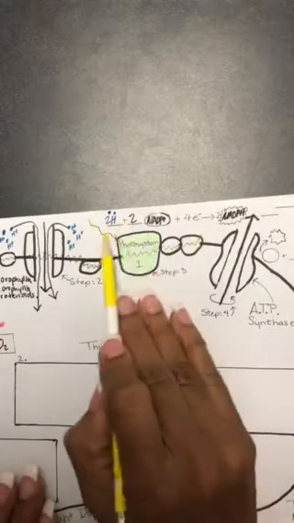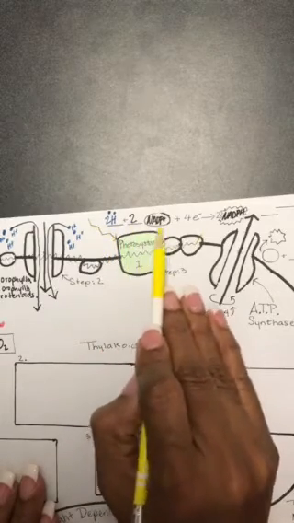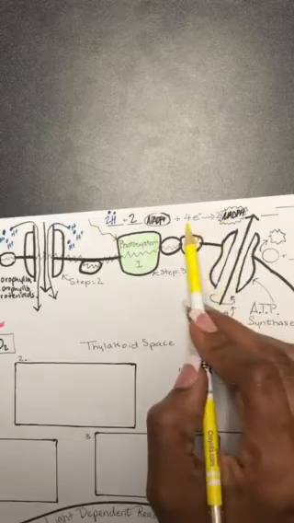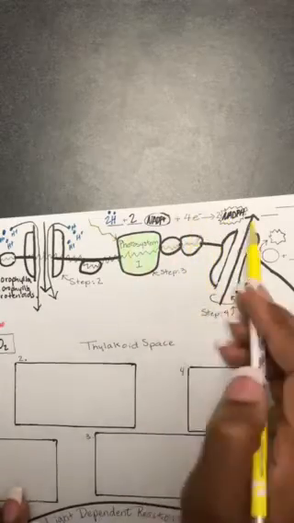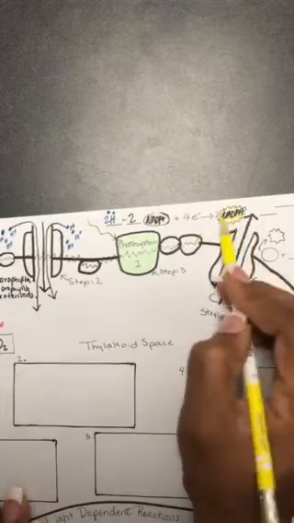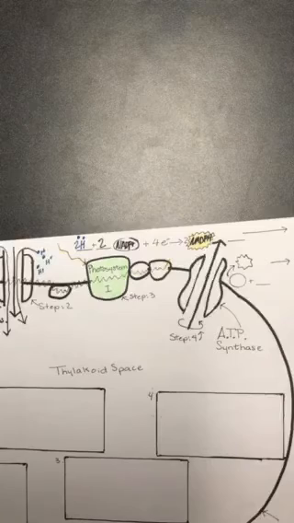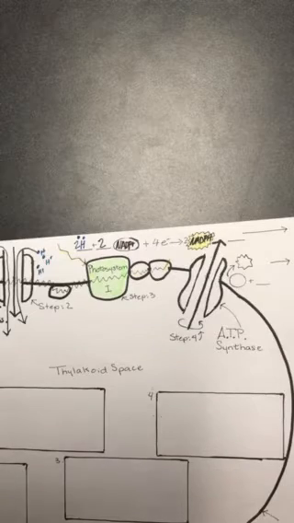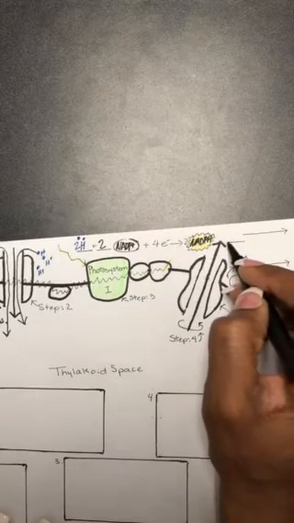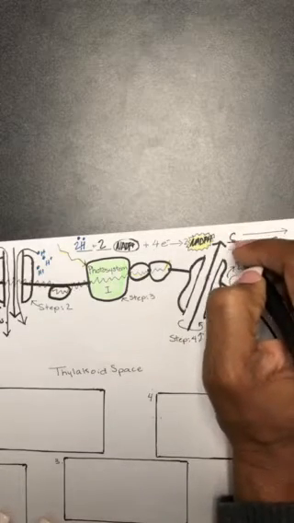So we've had the 2 protons along with 2 NADP pluses and the 4 electrons chemically combine together to produce NADPH. This NADPH now is ready to leave and go into the light independent reactions where the Calvin cycle takes place.